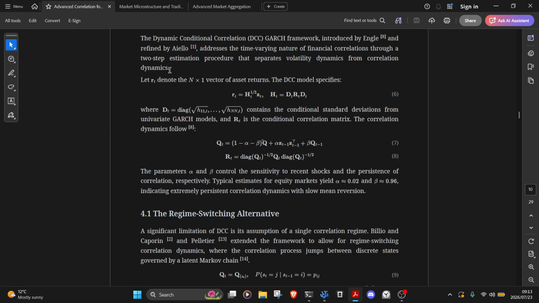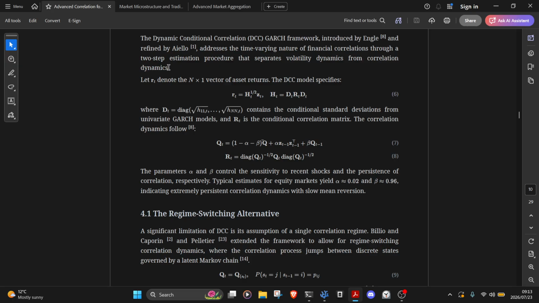The DCC model specifies that r_t equals H_t to the 1/2 times z_t, where H_t equals D_t times R_t times D_t, where D_t equals the diagonal of the square root of H_11,t up until the square root of H_nn,t, and contains the conditional standard deviations from univariate GARCH models. And R_t is the conditional correlation matrix.